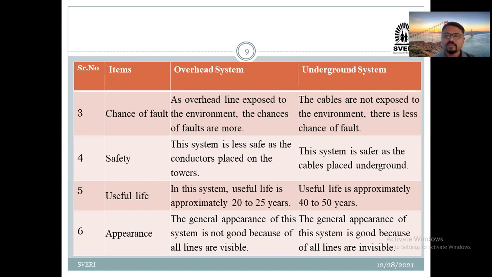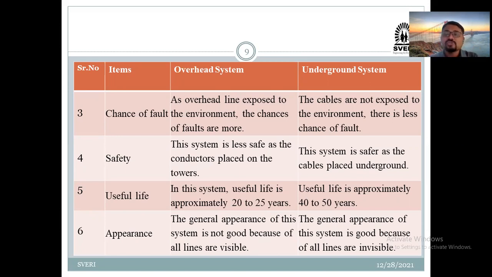Which system is more safe? Underground. Correct. The overhead system is exposed to the atmosphere, exposed to the environment. Many times we see that some persons get shocked and die. So do these cases happen in underground cable? In the overhead system we see many times that people get electric shocks and expire.